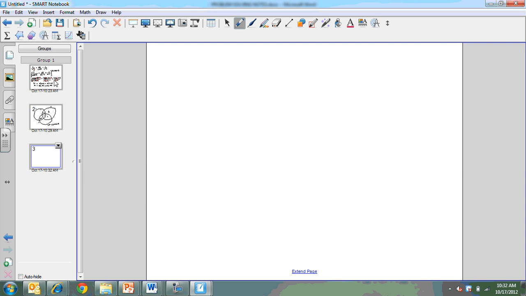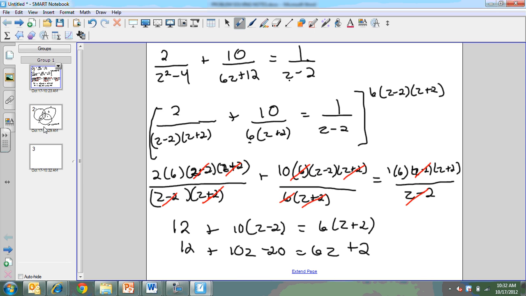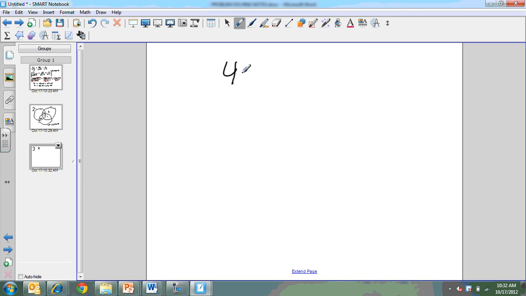Okay, multiply this out and simplify. When we simplify this equation and collect all my like terms, I end up getting 4z equals 20. Divide both sides by 4, and I get z equals 5.